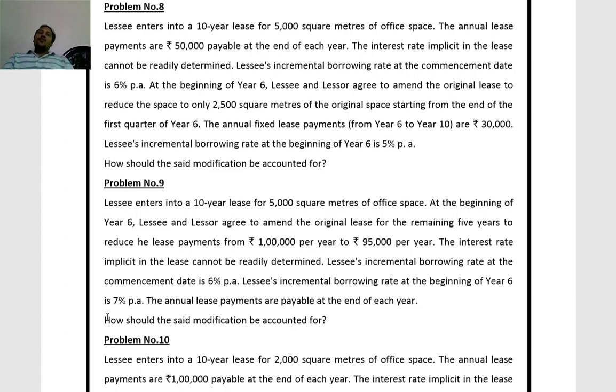Now, we will go through the question once again. The original lease agreement was for 10 years, 5,000 square meters of office space. After completion of 5 years, at the beginning of the 6th year, lessee and lessor agreed to amend the lease payments for the remaining 5 periods from 1 lakh to 95,000 per year. The implicit interest rate is not known. Lessee's incremental borrowing rate at the beginning is 6%. At the time of modification it is 7%. Lease rent is payable at the end of the year. How should the said modification be accounted for?